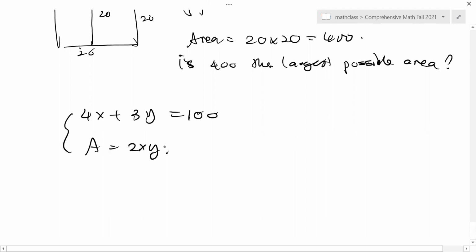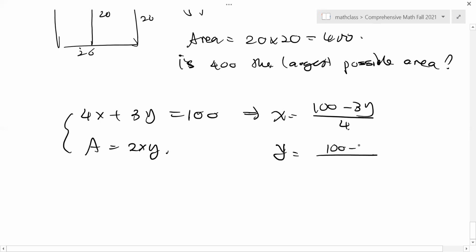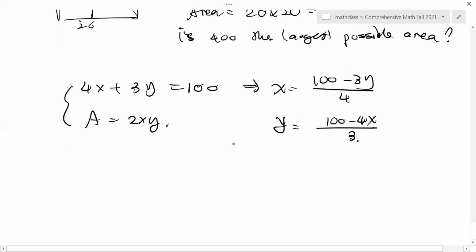So that's two variables here. What I'm going to do is solve for one variable, and it doesn't matter which. I can solve for x in terms of y: x is 100 minus 3y divided by 4. Or maybe you prefer y; then you solve for y. Let's solve for y: y is 100 minus 4x divided by 3. So I'm going to put it here.